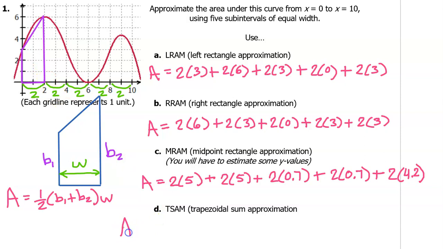So here we go. Area of this first little trapezoid is 1/2. Remember, base 1 will be the first vertical line. So base 1 has a length of 3. Plus base 2, which is the second vertical line, which has a length of 6. And then times the width of the trapezoid. Well, the width of each trapezoid is going to end up being 2. So here's an expression for the area of the first trapezoid. Of course, we will end up with 5 of these expressions to approximate the area under the curve.